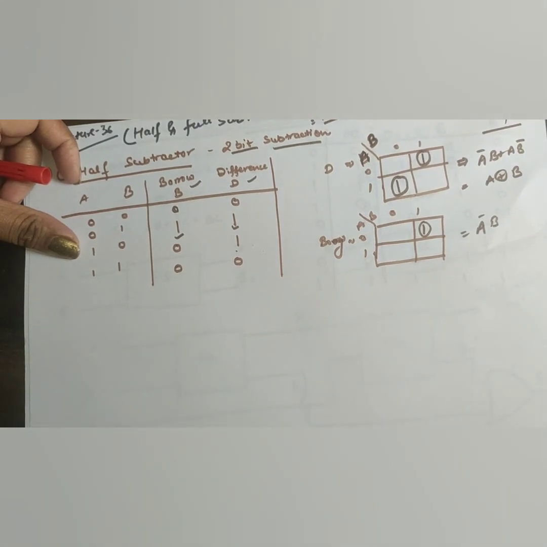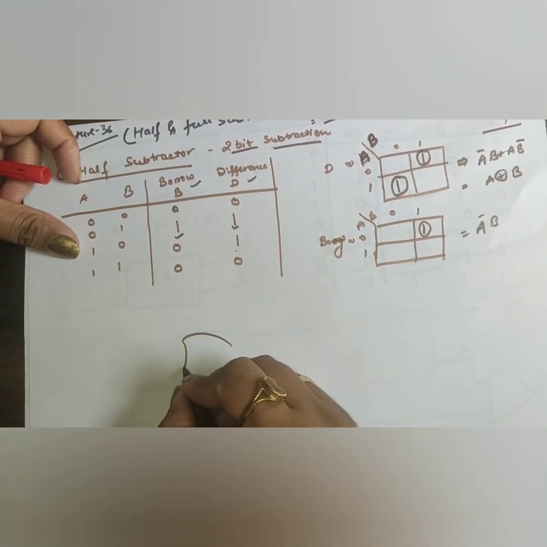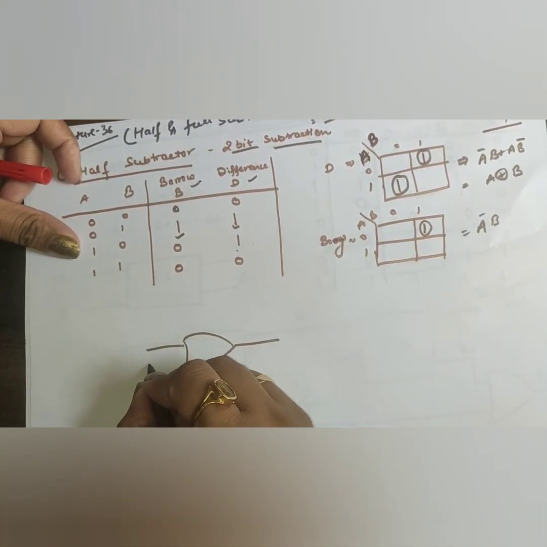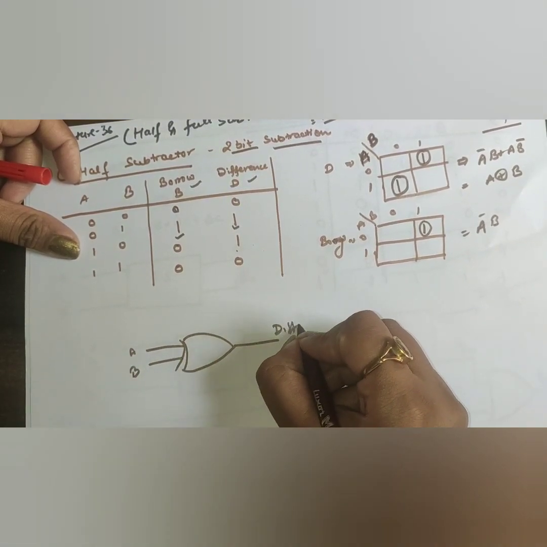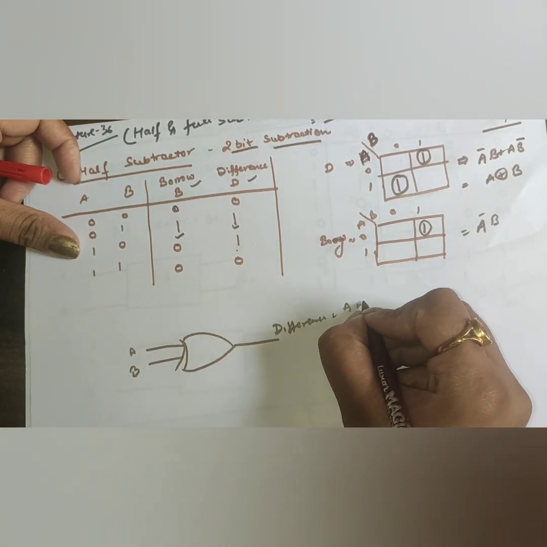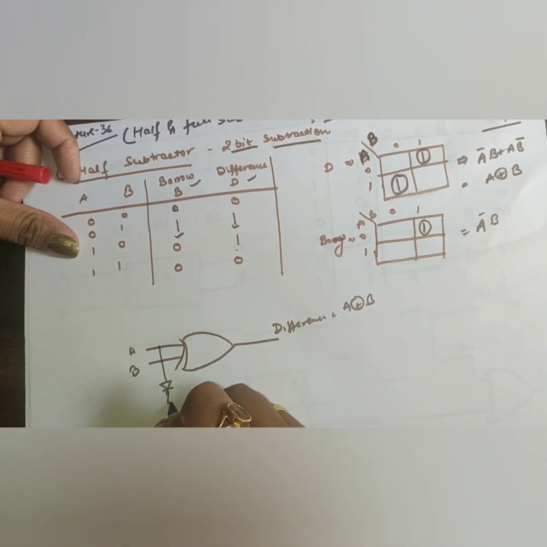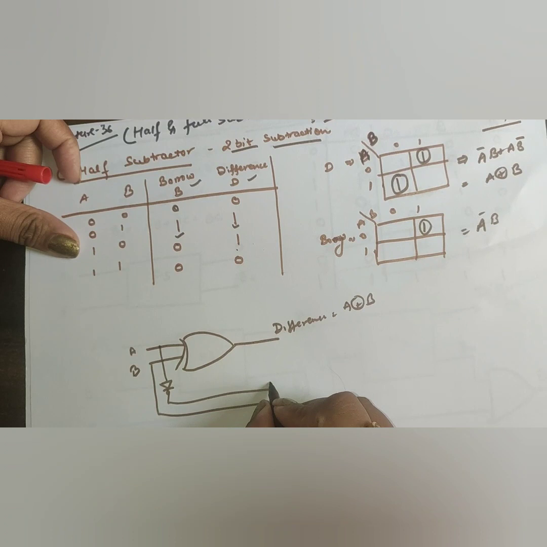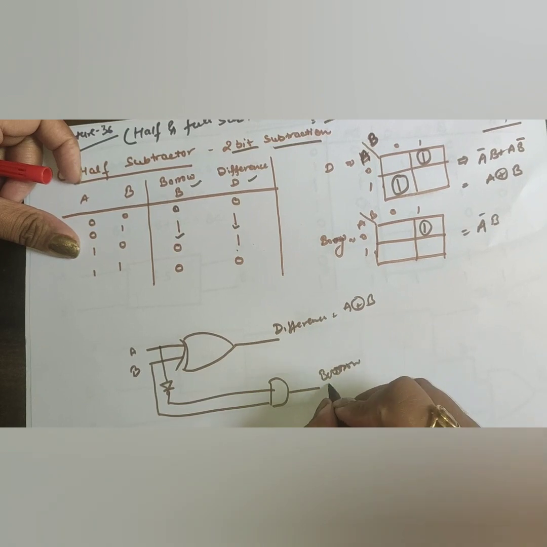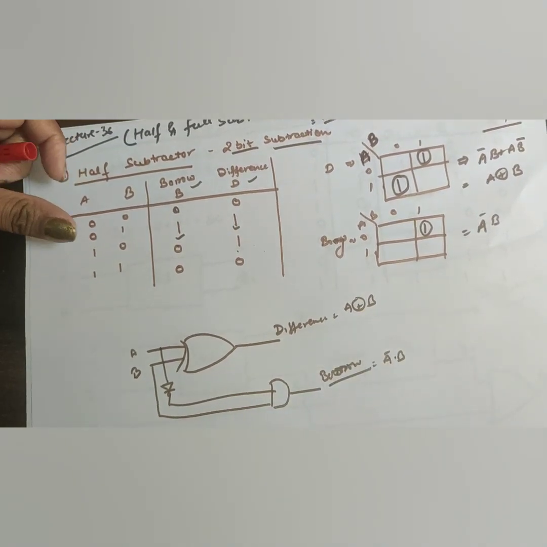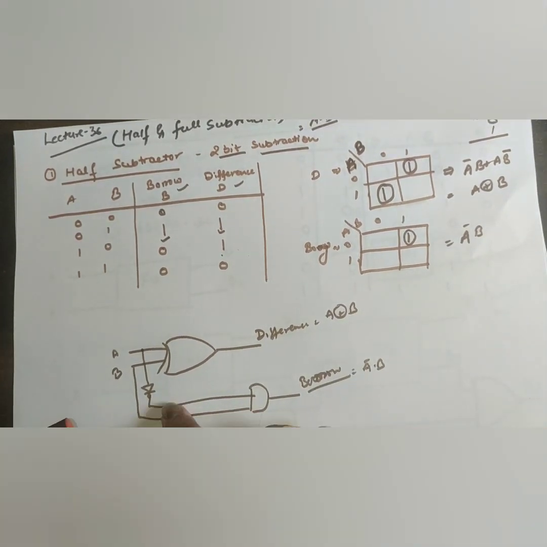So we can make a diagram like this: A and B go through an XOR gate, that is the difference, you can say A XOR B. Now this is A bar, and A bar and B going through an AND gate will be your borrow, A bar B. So this is our circuit diagram. It is just like a half adder, but the difference is the A bar B for borrow.